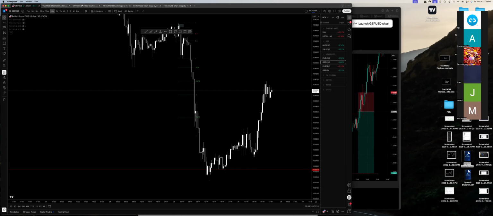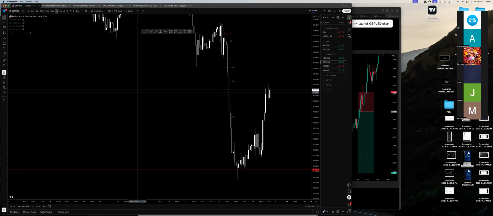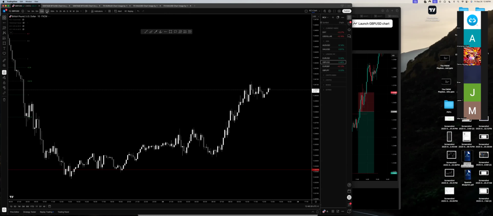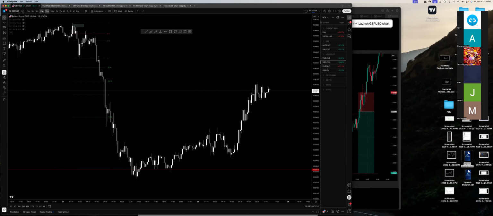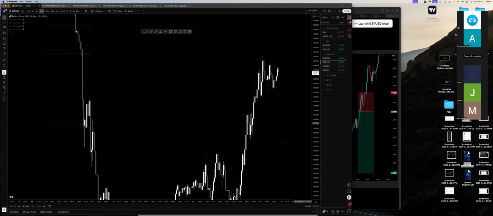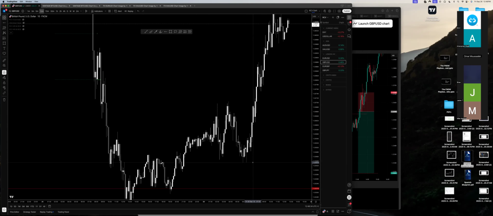Okay, no, it didn't engulf. It didn't engulf. Okay, but yeah, it didn't engulf. But there was, okay, no, I didn't sweep the low. So no, I probably wouldn't have found an entry here.